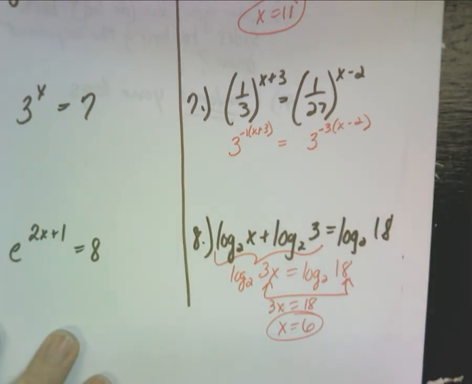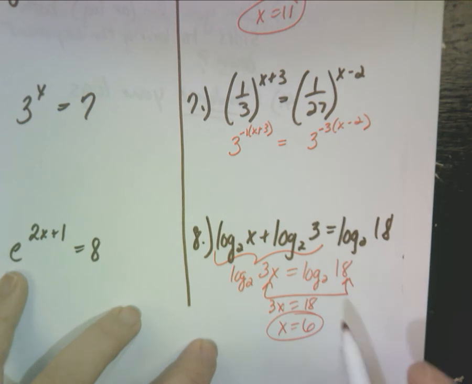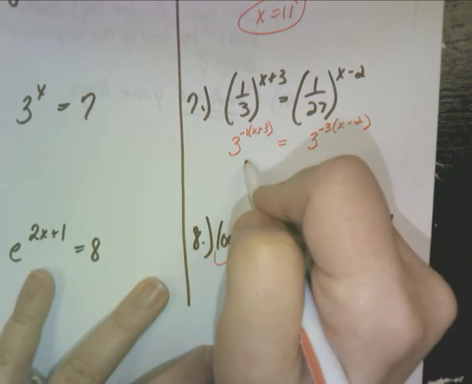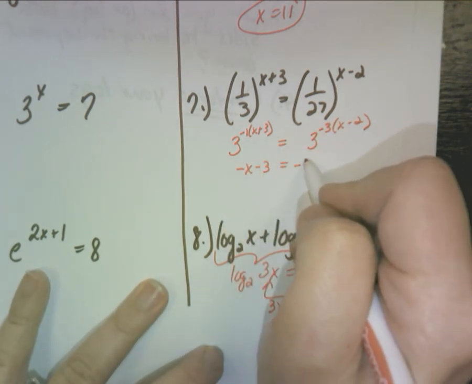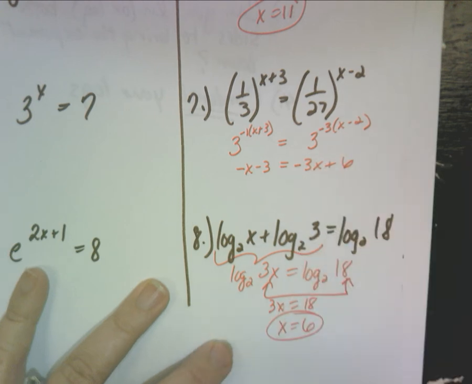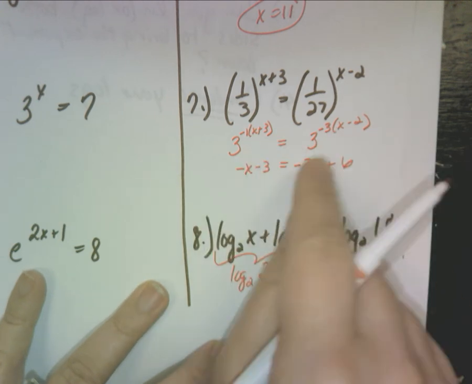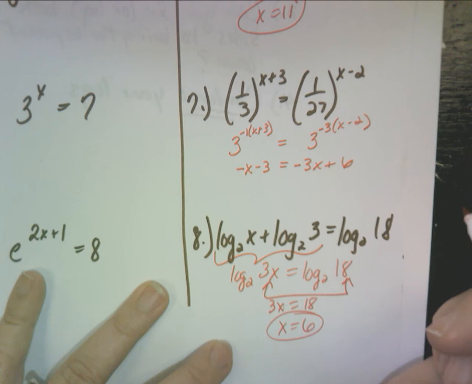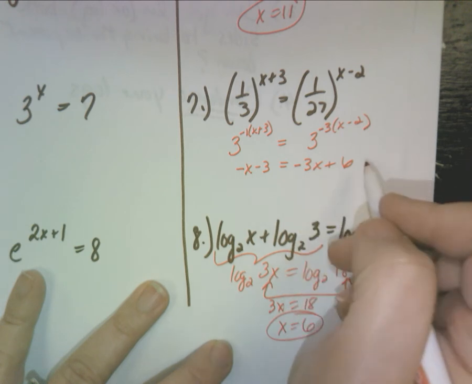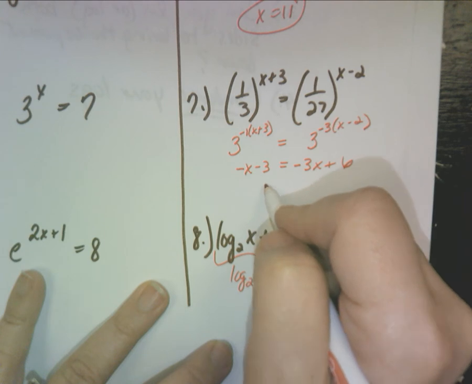I like to rewrite it. Problem? Nope, not at all. And so then once you get them to be the same base, -x minus 3 equals -3x plus 6. Just set those two equal to each other, and then you'll get out, is that 9/2? Is it -9/2 or +9/2? Yeah. Yeah, thank you. 9/2.